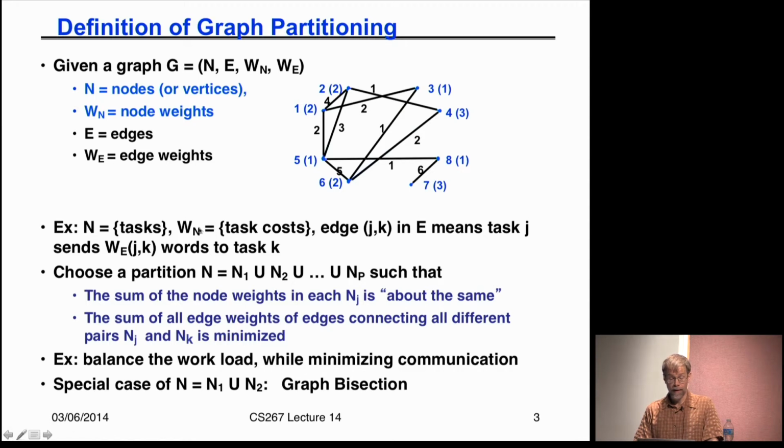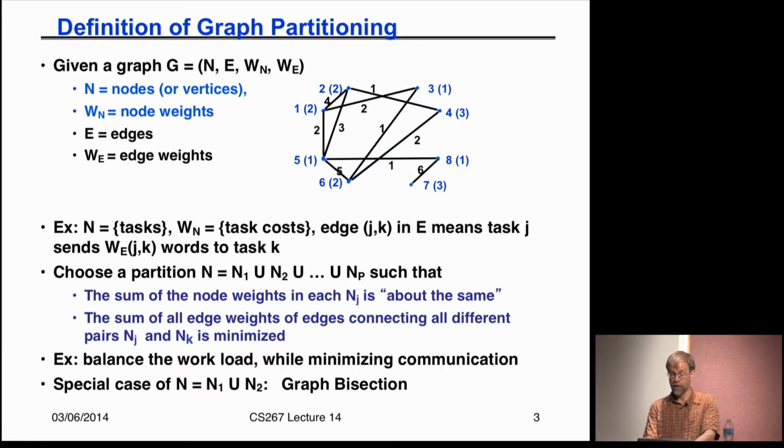And so what I'd like to do is, as I said, the nodes represent the tasks, the weights represent the costs, the edges mean that one task has to talk to another, and the edge weight is how much it has to communicate. So if I have p processors, my goal is to partition the vertices, the tasks, into p pieces so that the sum of the vertex weights are about the same in each partition, so each processor has about an equal amount of work to do. And the sum of all the edge weights connecting different vertices in different partitions is as small as possible.